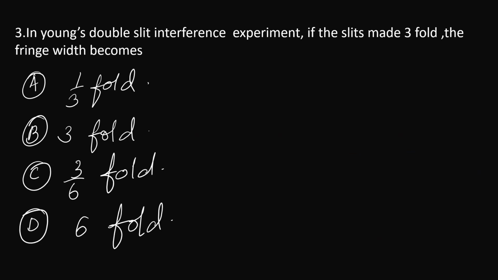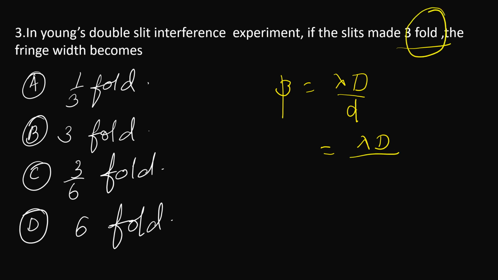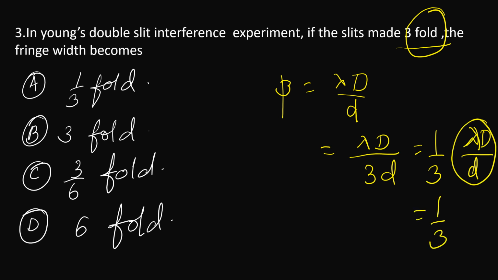In Young's double slit interference experiment, if the slits made threefold, the fringe width becomes. Equation for fringe width is lambda D by d. That is lambda D divided by small d becomes threefold. So it is 3d, or we can write 1 by 3 into lambda D by d. That means this is beta. So 1 by third of beta. So the new fringe width becomes 1 by third of fringe width. That is option A is the correct one.